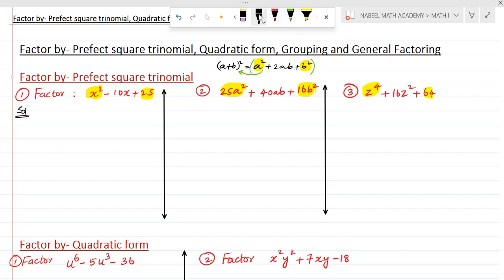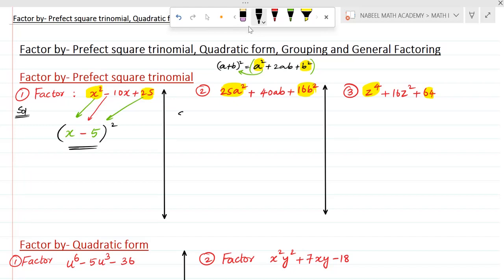So how will you write it in a single line? I write this part as the whole square. Take the square root of this part, which is x, and take the square root of this one, which is 5. And the sign you have to take is the same sign. What is the sign here? Minus. That's it. This is the factor. If you expand this part you will get x square minus 10x plus 25.